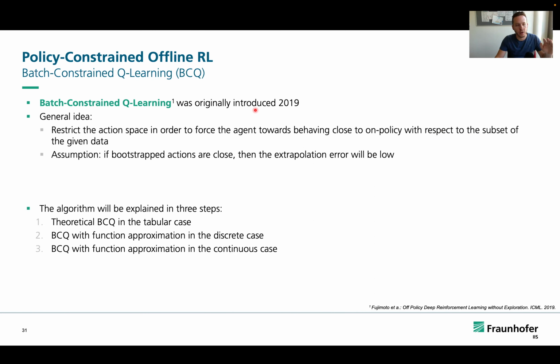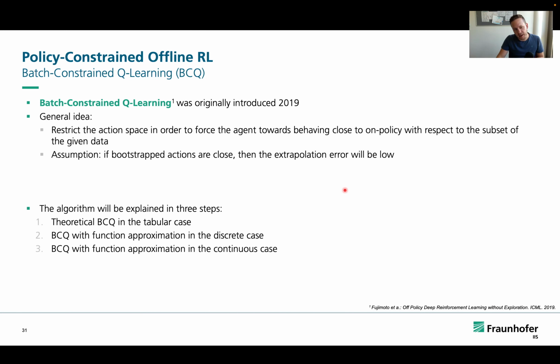But before I do that, BCQ was introduced in 2019, and the idea is to restrict the action space in order to force the agents to stay close to the data that we have in our data set. If the bootstrapped actions are close, then the extrapolation error will also be low. So we might extrapolate towards actions that are not part of our data set, but if they are sufficiently close, we have a low extrapolation error. So that's basically the idea.